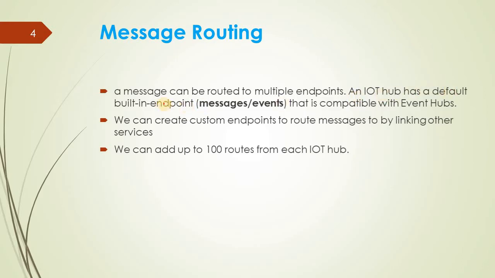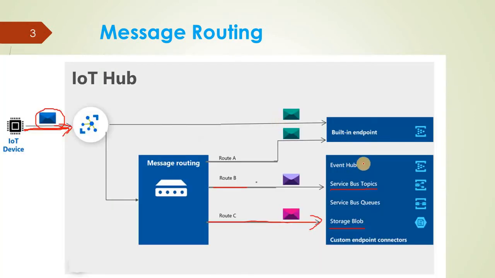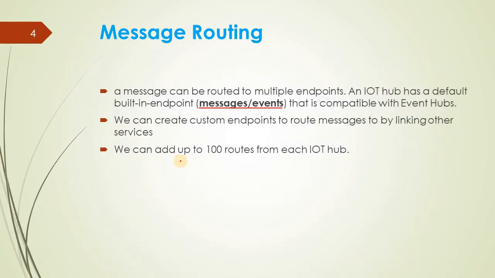IoT Hub has a default built-in endpoint. What is the default built-in endpoint? Messages/events, which is compatible with Event Hub. We can create custom endpoints to route messages by linking other services. What are the other services? Event Hub, Service Bus Topic, Service Bus Queue, and Blob Storage. So apart from the built-in endpoint, we have these 4 types of services using which we can create custom endpoints. And we can add up to 100 routes from each IoT hub.